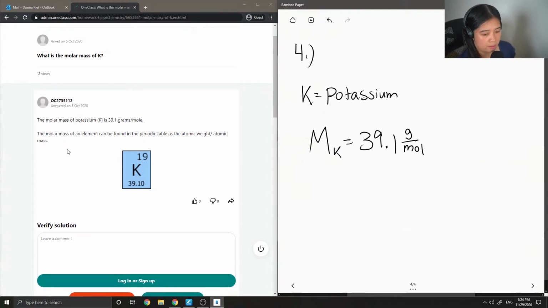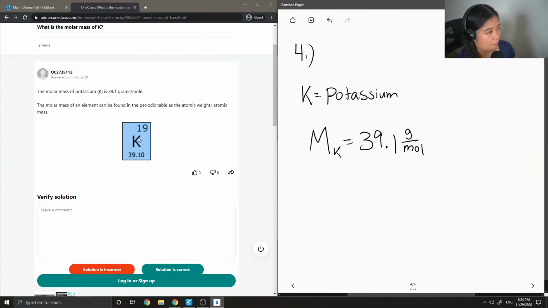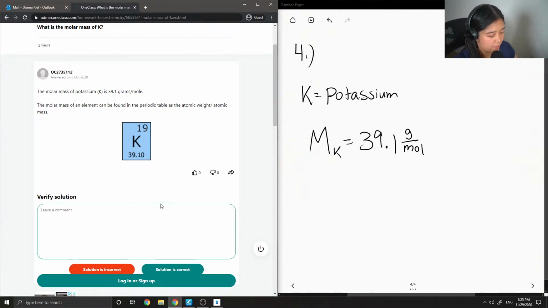The junior tutor said the molar mass of potassium is 39.1 grams per mole. The molar mass of an element can be found in the periodic table as the atomic weight or atomic mass. So here they just have an example of what it would look like if you were to find it on the periodic table. The number in the top right, which is the 19, is the atomic number of potassium. So it also tells us how many protons are in the element. K is the symbol for potassium, and at the bottom it gives us the atomic weight, which was the 39.10. So this solution is correct.